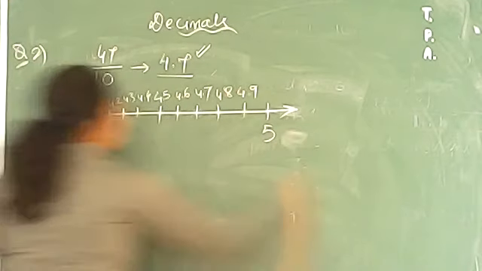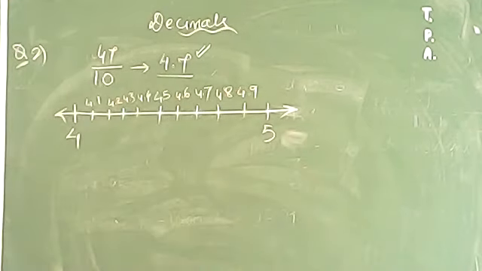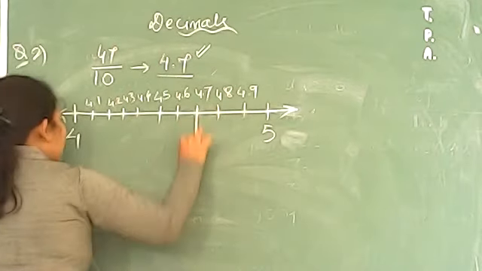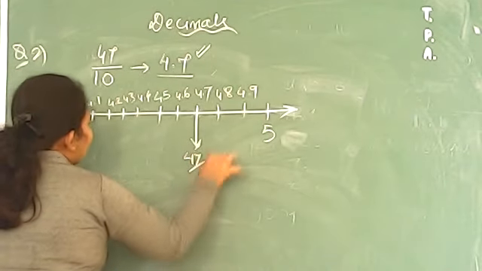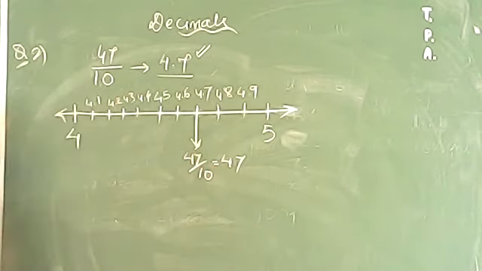Okay, so this would be your answer. 4.7 you have located right now. You can simply make an arrow. This is 47 by 10 or this is 4.7 as well. Okay, so question number 2 you have to just simply locate on number line, which is very easy to do.